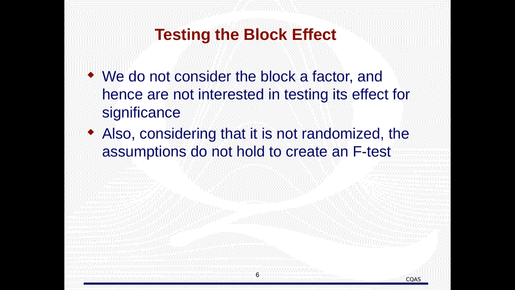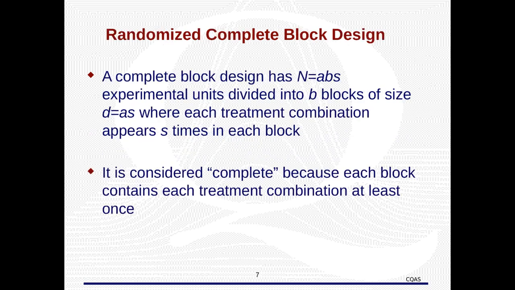We use blocks to reduce experimental error and improve precision, but we do not treat them as treatments worthy of statistical inference. Instead, we account for their variability in our error structure while focusing our hypothesis tests exclusively on the treatment effects themselves. Having established that we cannot formally test the block effect itself, we now turn to the structure that makes blocking valuable, the randomized complete block design.